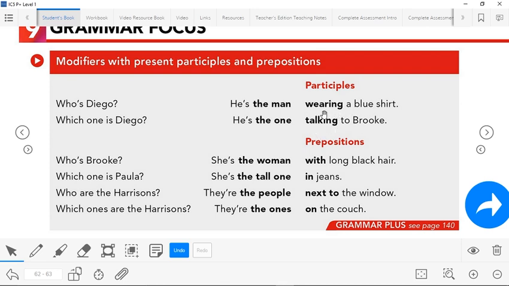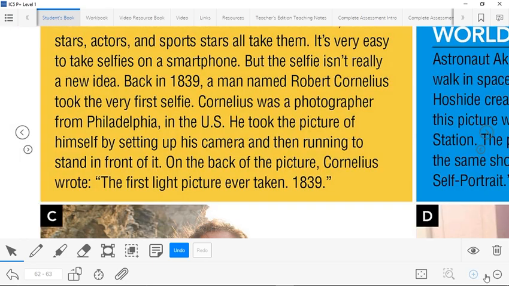And we can also use the participle to describe by what he's wearing. You can say, who's Diego? He is the man wearing a blue shirt. You're going to look for someone that is wearing a blue shirt. Oh, that is Diego, okay? Who's Diego? He's the man wearing a blue shirt, using the participle. Which one is Diego? He is the one talking to Brooke. He is the one cooking the dinner. He is the one dancing on the floor, etc. Okay? This is using the participle.